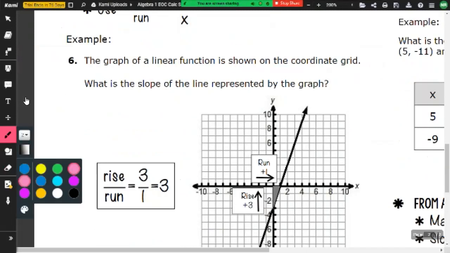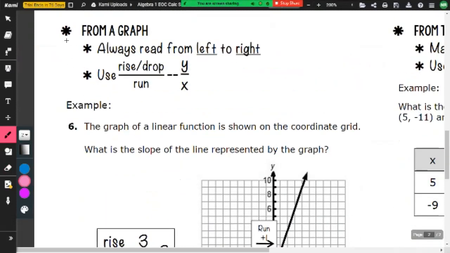Now, this foldable does already have the answers in there, so I need you to follow along as best as you can because I know you guys get bored very easily. So you always rise, and I also put or drop. If you're going to rise, it's going to be positive. If you drop, it's going to be negative. So make sure you fill that in as well. You should be following along with me.